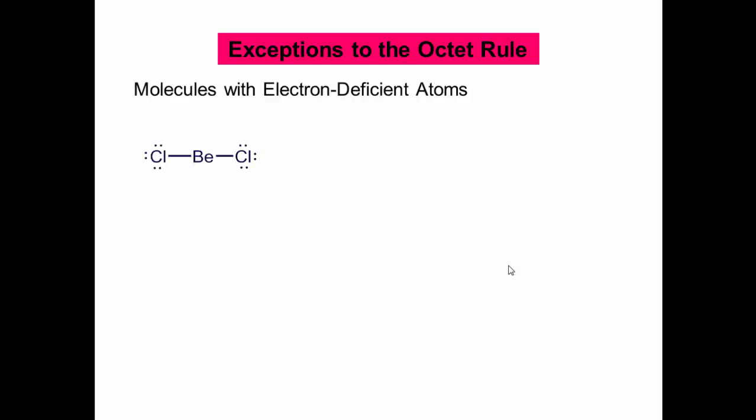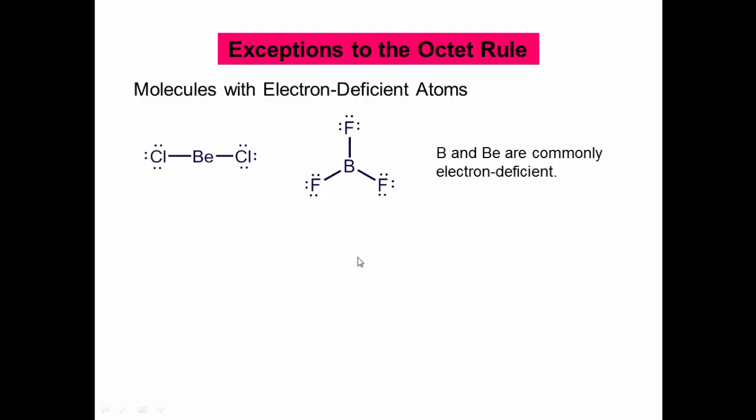Okay, but Lewis dot structures are really useful. So we need to also talk about exceptions to the octet rule. There are certain molecules that are electron deficient, and those are usually small molecules, especially beryllium and boron. These two often form electron deficient molecules. Here boron doesn't have a full octet. It has only 6 electrons surrounding it, and here beryllium just has 4.